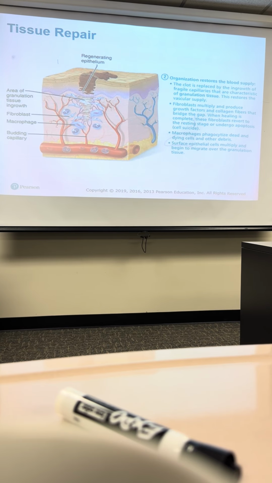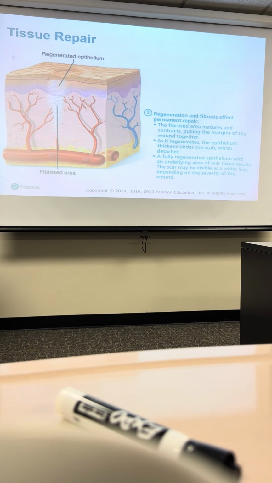This restores the vascular supply. So when you have the vascular supply, what does that mean? The fibroblasts multiply and produce growth factors and collagen fibers that bridge the gap. When healing is complete, these fibroblasts revert to the resting stage or undergo apoptosis. Okay? And the macrophages phagocytize the dead and dying cells and other debris, and surface epithelial cells multiply and begin to migrate over the granulation tissue. So that is when you are regenerating.